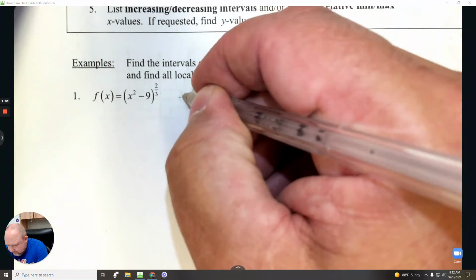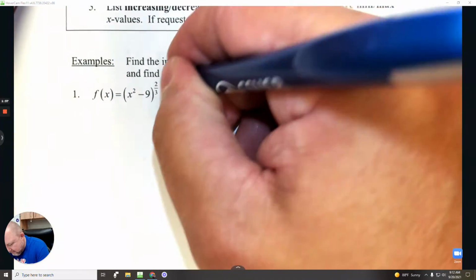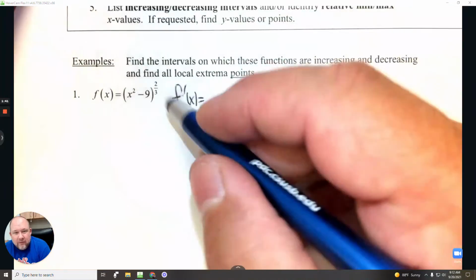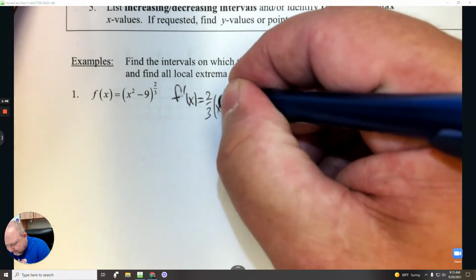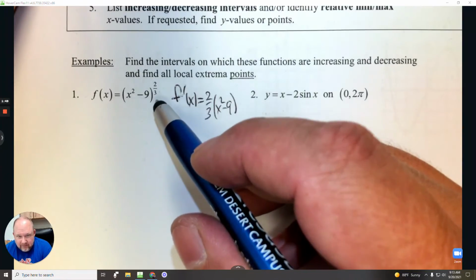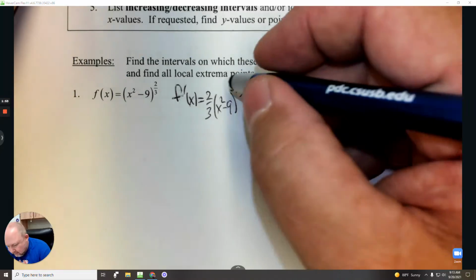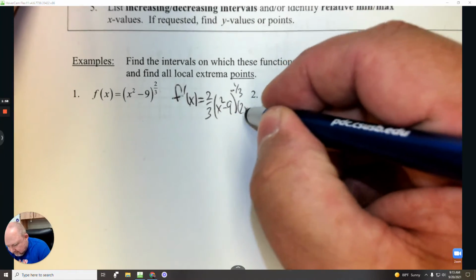So our next step is to take the derivative. And to take the derivative, it's 2/3 times 1 in front. Subtract 1 from the exponent, so 2/3 take away 1 is negative 1/3. And then there's a hook. So the derivative of x squared take away 9 is 2x.